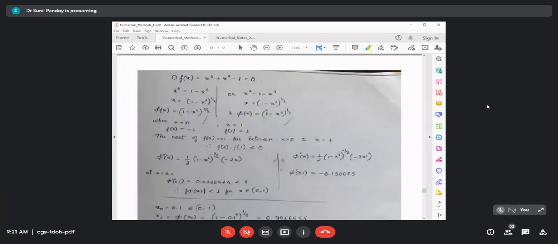Then we have another problem like this, f(x) equals x cube plus x square minus 1 equals 0. Even in the exam, if I specifically mention that you solve this problem by this particular method, that is, if I tell you to solve with the help of fixed point iteration, then you have to use this procedure. So if this is the problem, x cube plus x square minus 1 equals 0, then to get its iteration function phi x, I have two ways. Either I can go in this way or in this way.